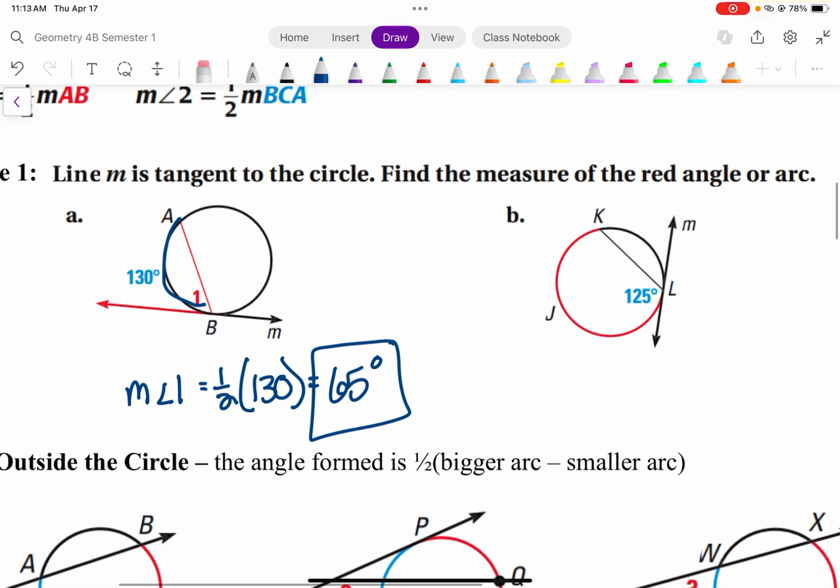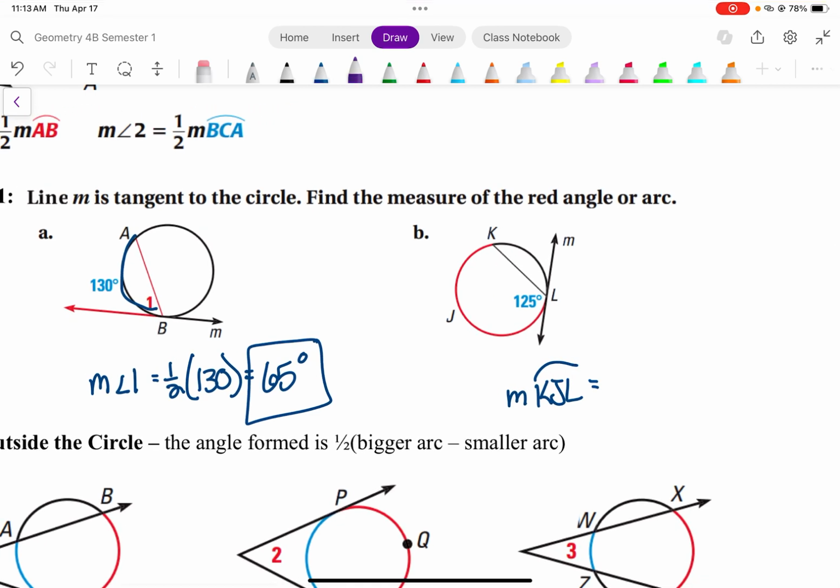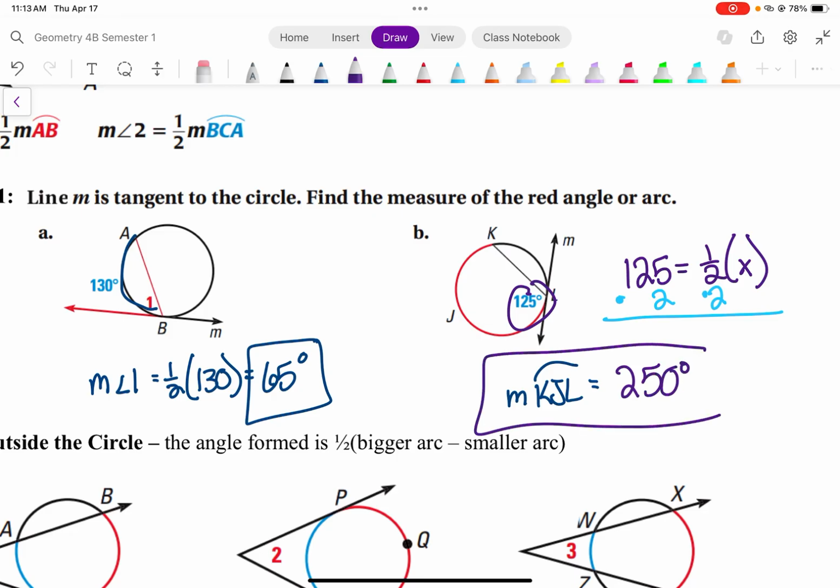Then for part B, they want the measure of arc KJL. So if we set it up the exact same way as before, that angle 125 would be equal to 1/2 the arc measure that we are looking for. So to get rid of the 1/2, we can just multiply both sides by 2, and that will give us our answer of 250 degrees for our arc.